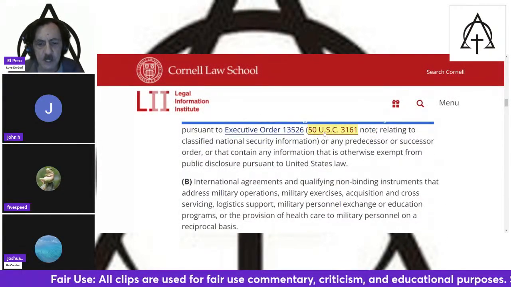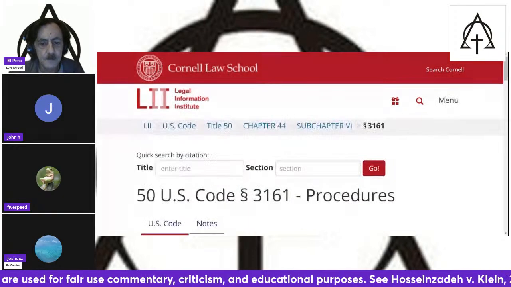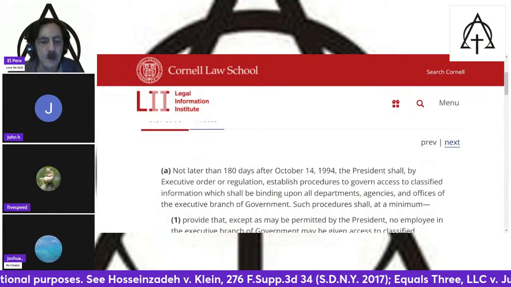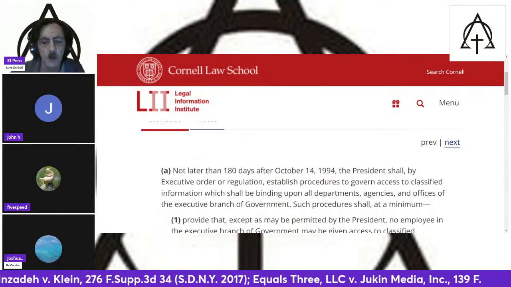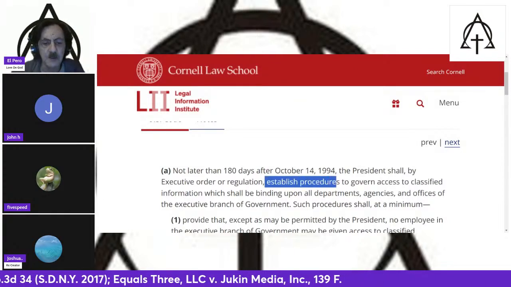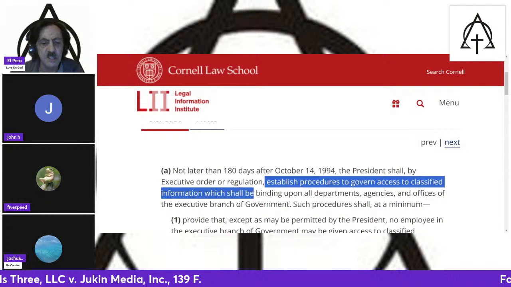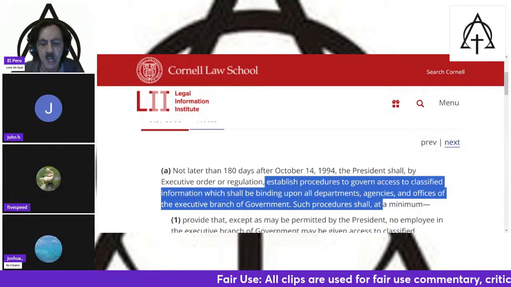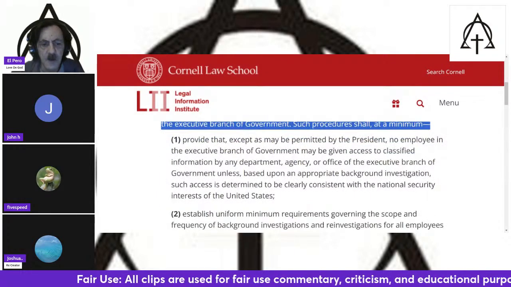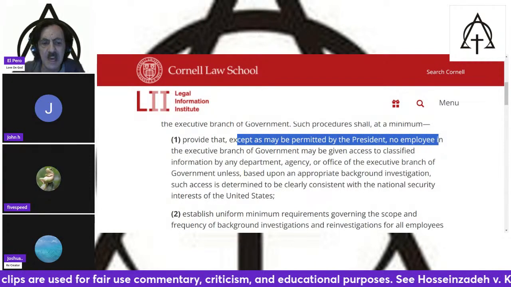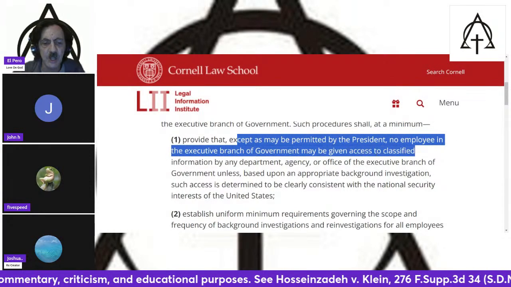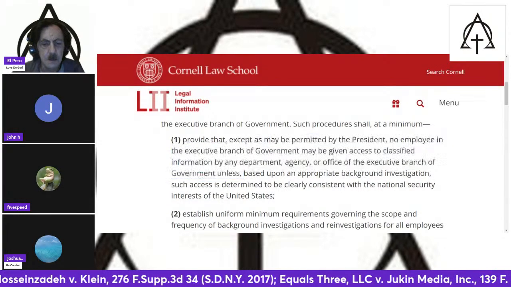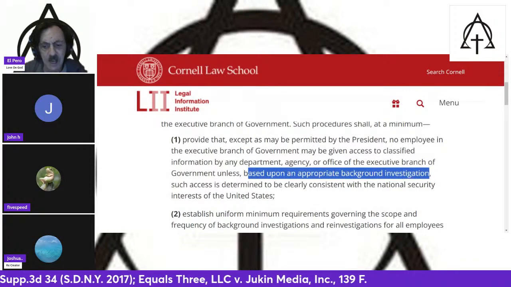50 U.S.C. 3161. Let's see what that one says. Oh, goodness. Procedures. Directly related to procedures. Not later than 180 days after October 14, 1994, the President shall, by executive order or regulation, establish procedures to govern access to classified information which shall be binding upon all departments, agencies, and offices of the executive branch of government. Such procedures shall, at minimum, provide that, except as may be permitted by the President, no employee in the executive branch of government may be given access to classified information by any department, agency, or office of the executive branch of government unless based upon an appropriate background investigation. Oops.